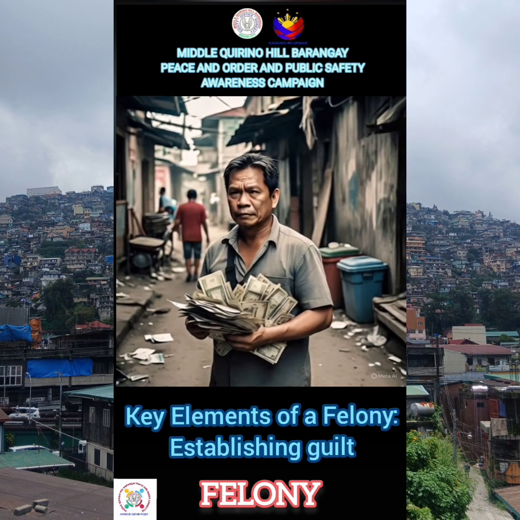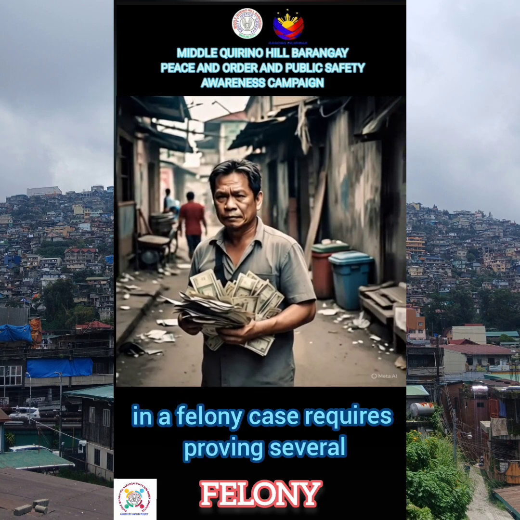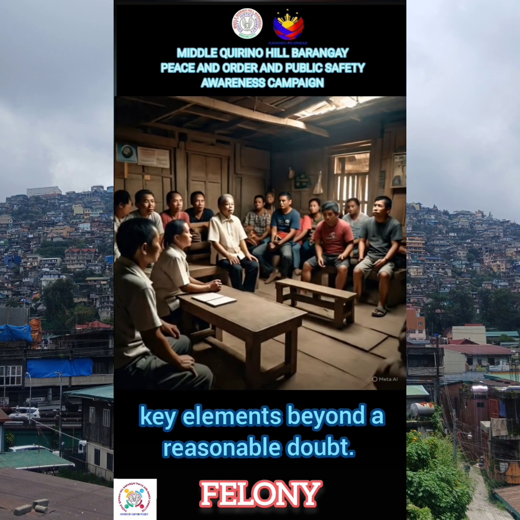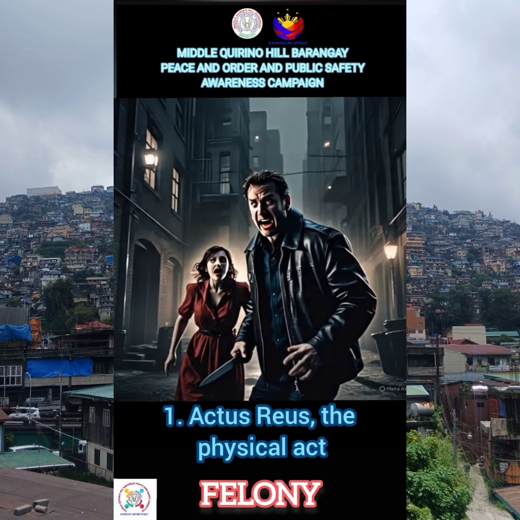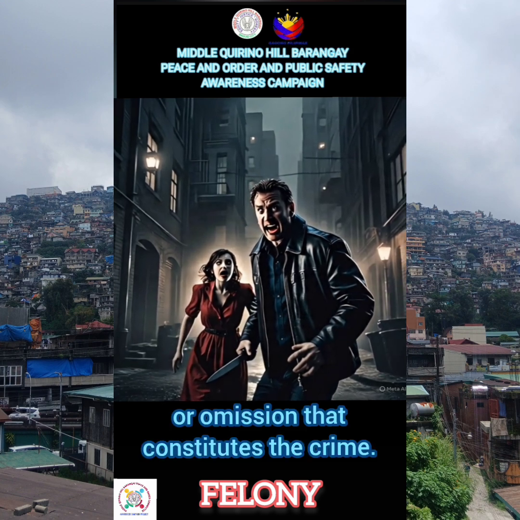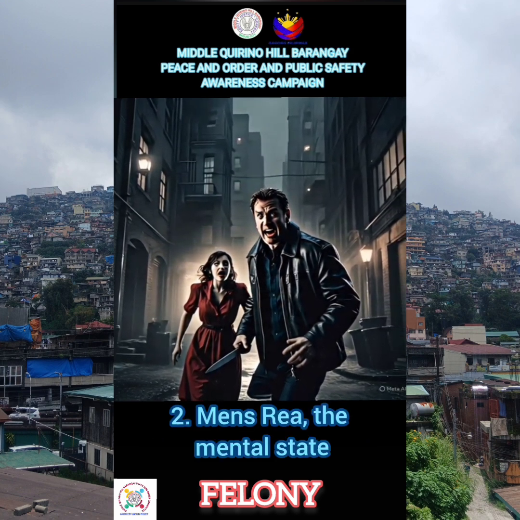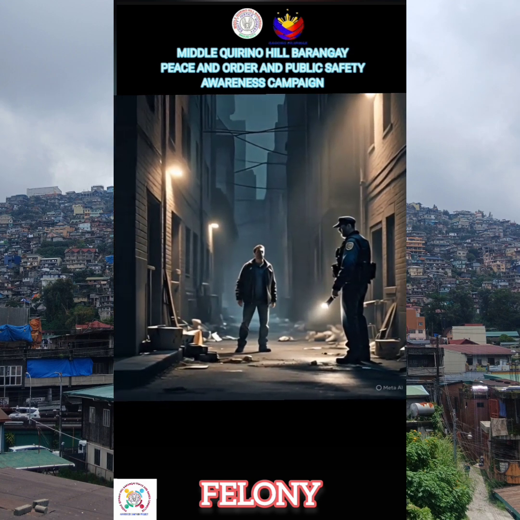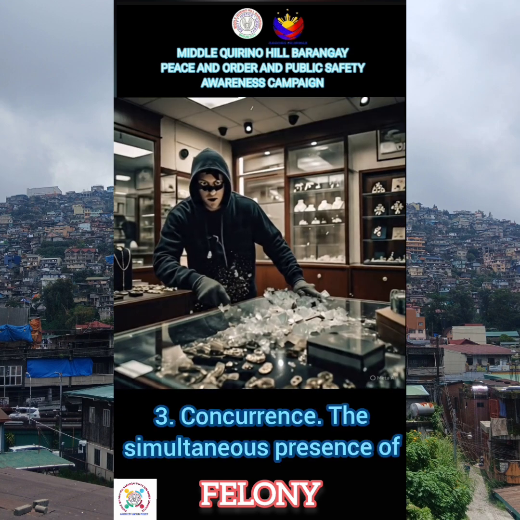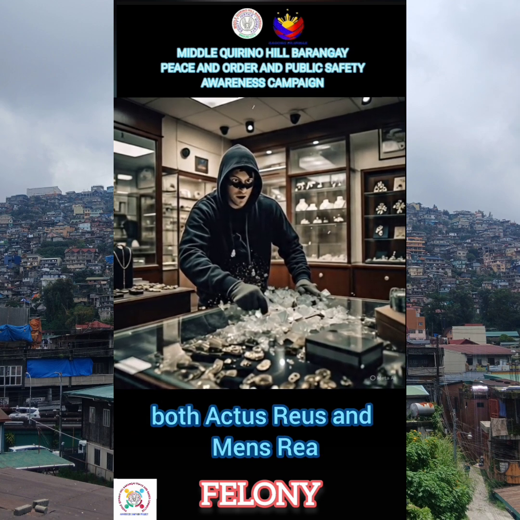Key elements of a felony. Establishing guilt in a felony case requires proving several key elements beyond a reasonable doubt. 1. Actus reus, the physical act or omission that constitutes the crime. 2. Mens rea, the mental state or intent behind the act, ranging from intentional to negligent. 3. Concurrence, the simultaneous presence of both actus reus and mens rea.